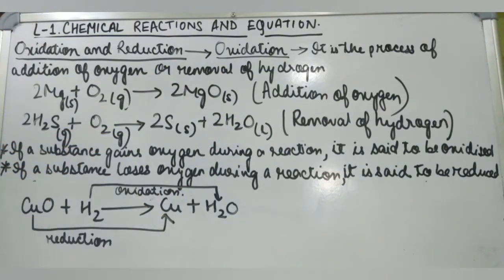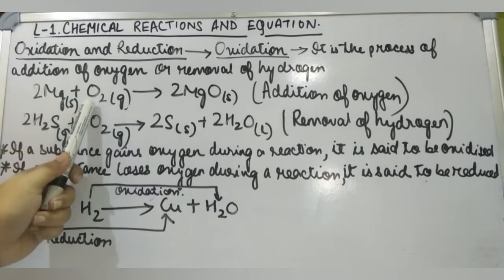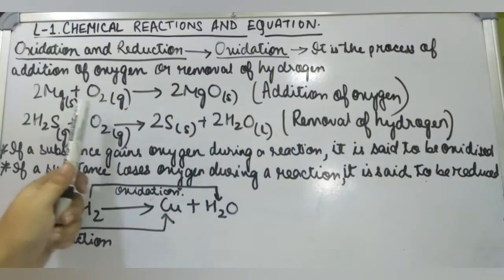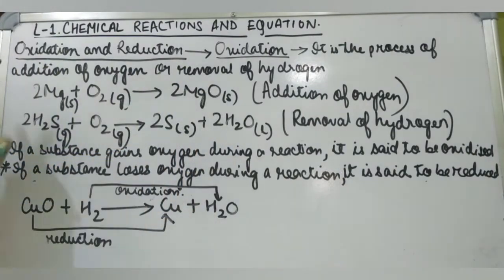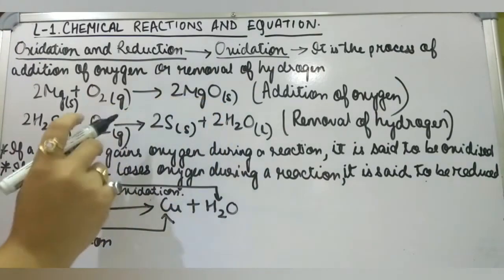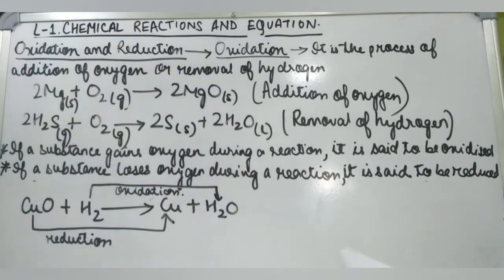So always remember, oxidation is addition of oxygen. So first example, O2 is added to Mg. In addition of oxygen, it is giving us 2MgO. So 2MgO means oxygen is added to Mg; in the compound that is formed, it has oxygen in it.